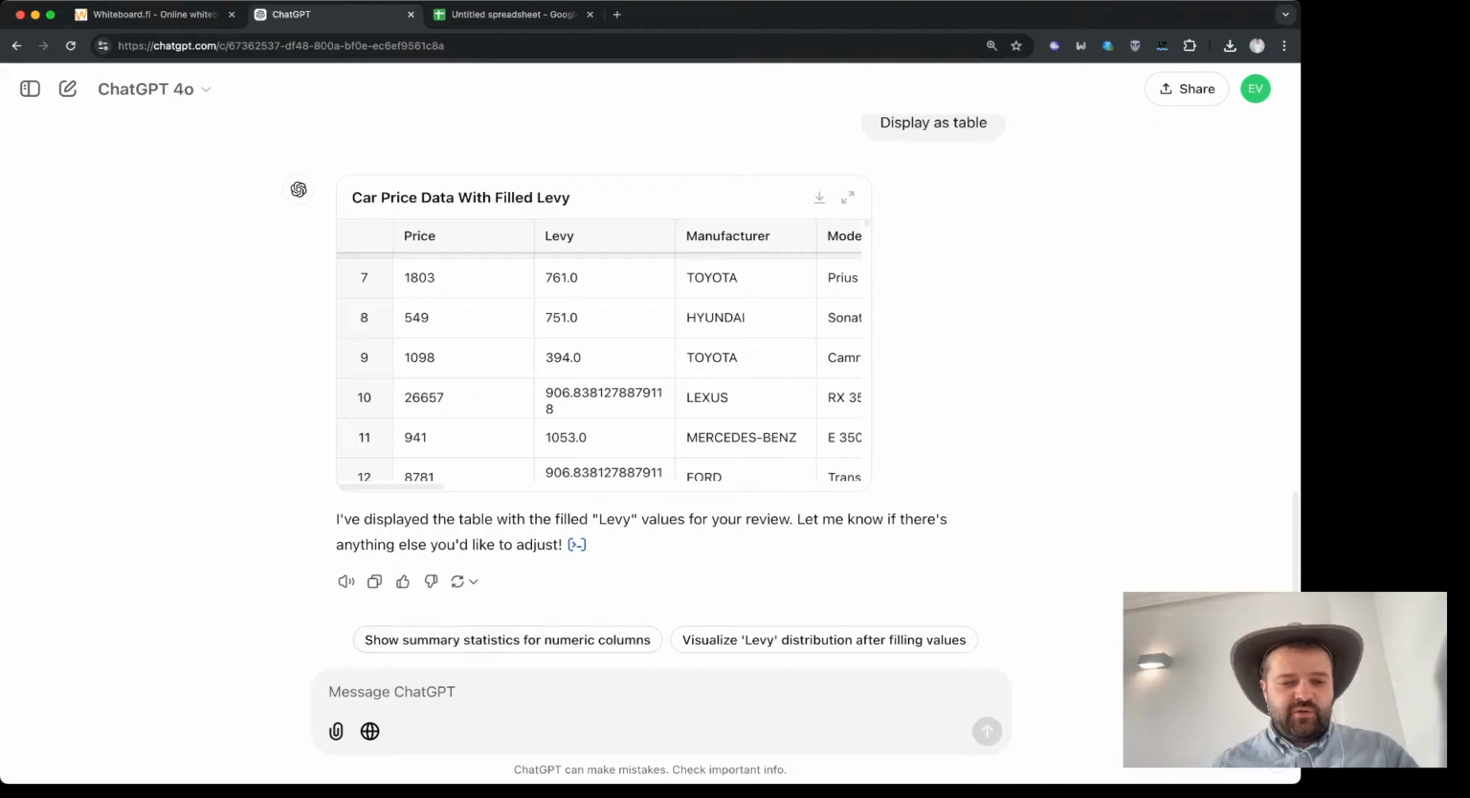So not only do I need to fill my missing features, I need to also think about them. Maybe I need to sometimes drop them. I can ask here to drop missing features. It is kind of easy.